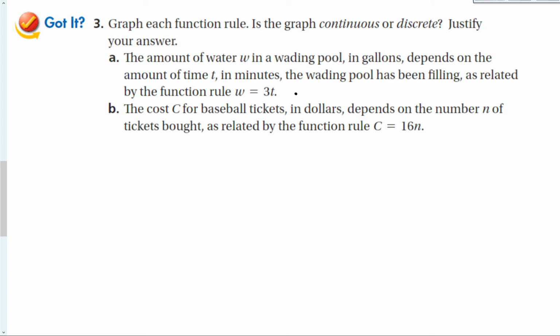For B, the cost of baseball tickets in dollars depends on the number of tickets bought. And this is clearly discrete because you can't buy half a baseball ticket. It doesn't work like that. So the amount you spend is going to be $16 each. Okay, you can't rip it in half and buy an $8 ticket.